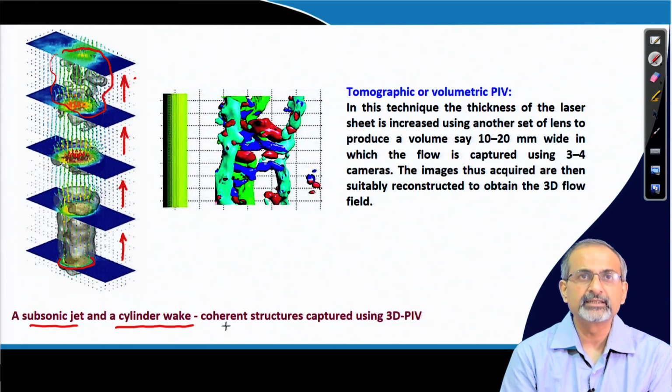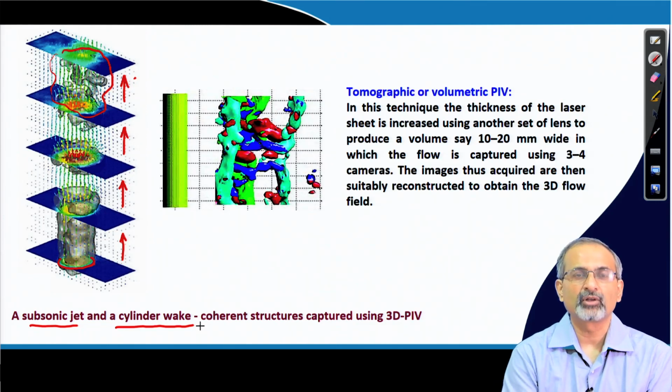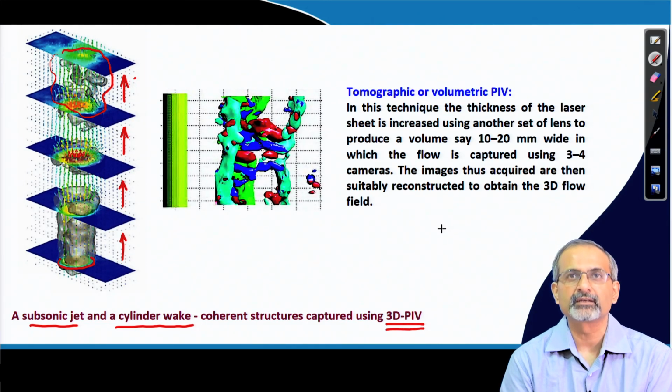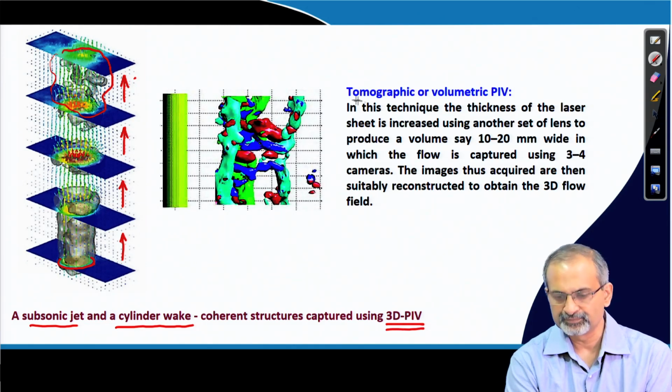It is a circular jet here. If it was a square jet or non-circular jet, then interesting happenings like axis switching, etc. can also be observed. So, this is happening through 3D PIV or tomographic or volumetric PIV.